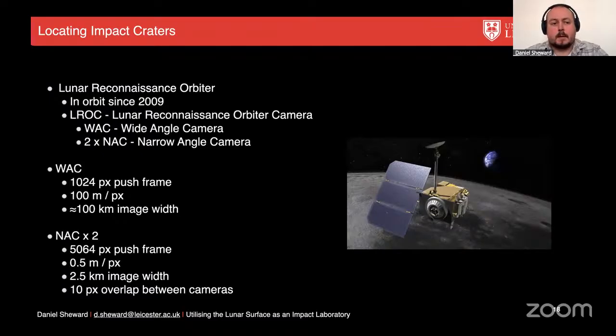And the way that we do this is with Lunar Reconnaissance Orbiter images. The Lunar Reconnaissance Orbiter has been in orbit since 2009. It's got a host of instruments, but the one that's important to me is LROC, the camera. It's made up of three parts: the wide angle camera, and two narrow angle cameras. The wide angle camera gives 100 meters per pixel, and you get about a 100 kilometer image width. And the narrow angle cameras, which are the more important ones, in my opinion, are 0.5 meter per pixel, and you get a 2.5 kilometer image width, and two of those next to each other, so effectively 5 kilometers.